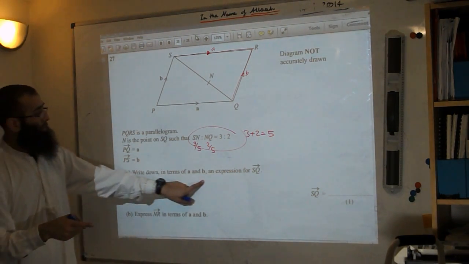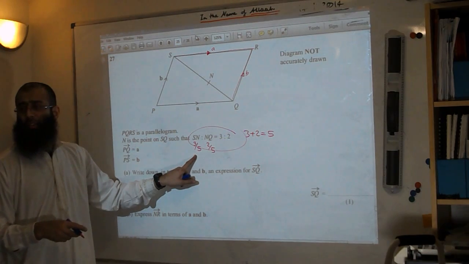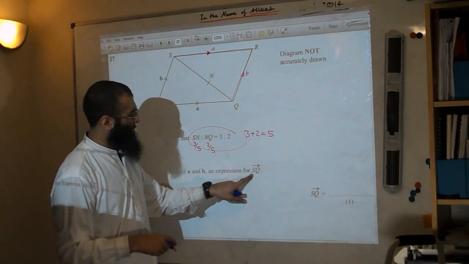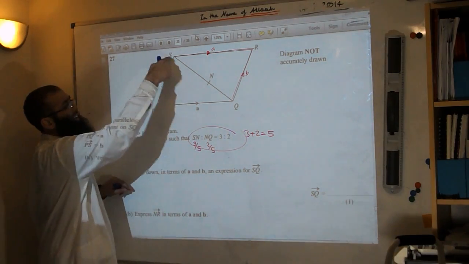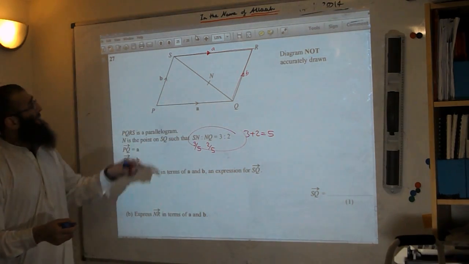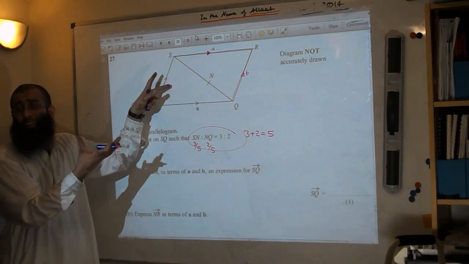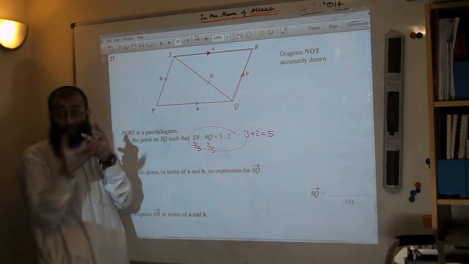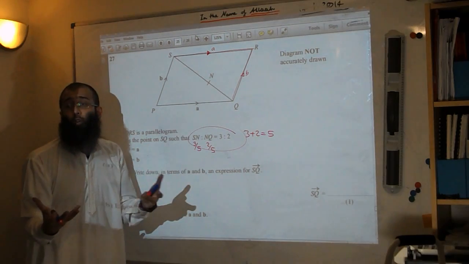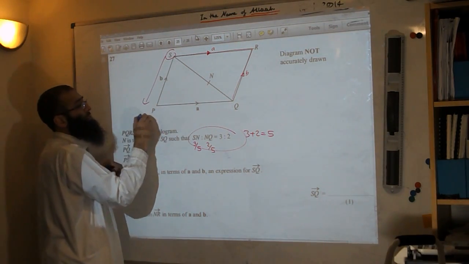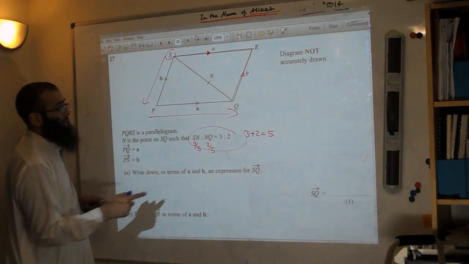Now, find an expression in terms of A and B for SQ. I'm leaving that for the moment. We'll come back to that in a second. Write down in terms of A and B an expression for SQ. I've got to get from here to there. Can I go straight down there? We don't have a vector to describe it. Even though it's in front of you and we can see it, you can't go down that road. We have to go this way and then that way. So S to Q.